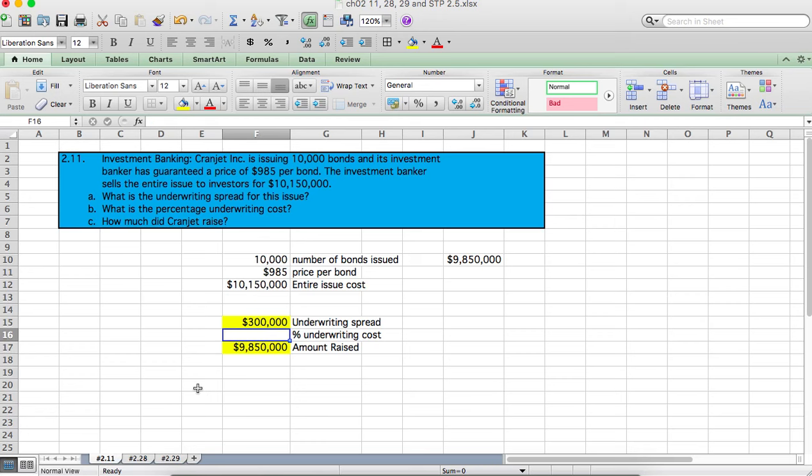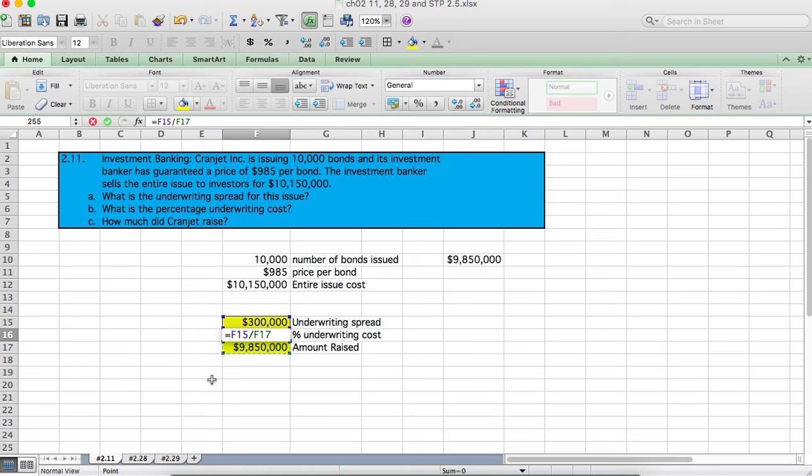And now that we have the underwriting spread and the amount that was raised, we can calculate the percent of the underwriting cost. The percent of the underwriting cost is basically the underwriting spread divided by the amount that was raised.